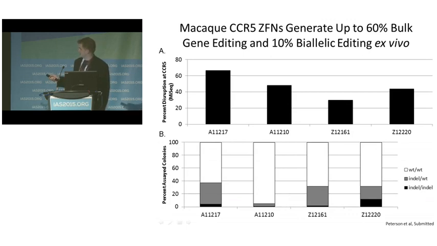You can see it ranges anywhere from 30% in the lowest animal here to upwards of 60% in the best representation. But a question that you might come up with early on is, for instance, in this animal we see 50% disruption. Does that mean that half of the cells have both alleles disrupted, or does that mean that all the cells have one allele disrupted?